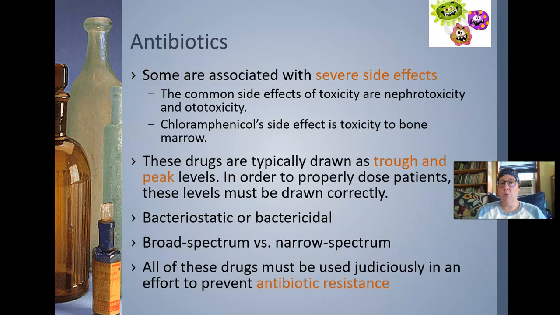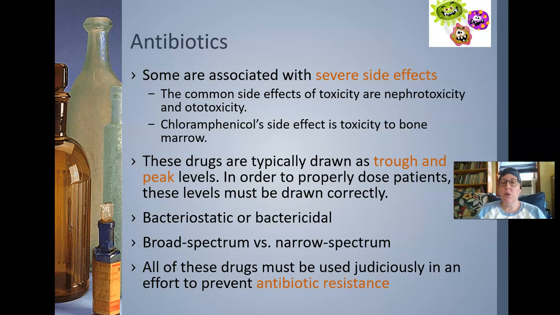Some antibiotics are associated with severe side effects, and therefore we have to monitor their therapeutic levels. The common side effects of antibiotics that have toxicity are nephrotoxicity, so they're toxic to the kidneys, and ototoxicity to the ears. And for the ears, what it can cause is loss of hearing all the way up to total deafness. Chloramphenicol side effect is toxicity to the bone marrow, so that would cause low production of your blood cells, which is not good if you think about it for an antibiotic, right?